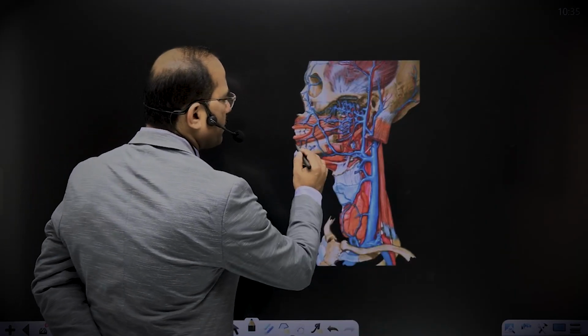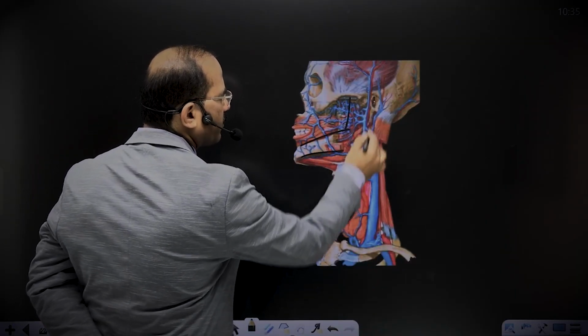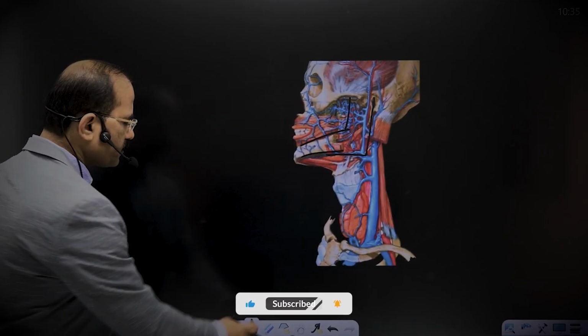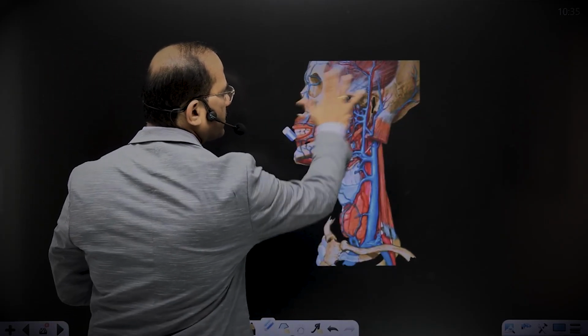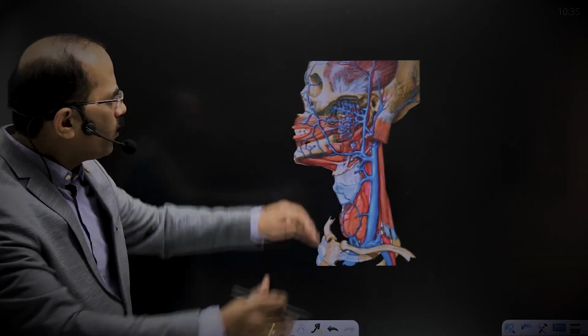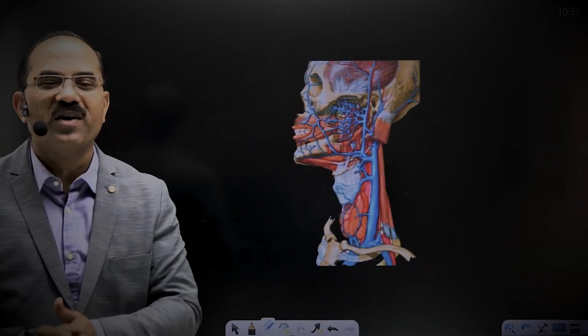What is this for the mandible? That's the body. And what's that? Ramus of the mandible. That's the angle. We remove the ramus. What is this? This is the infratemporal fossa. What is the first thing that we find in the infratemporal fossa?